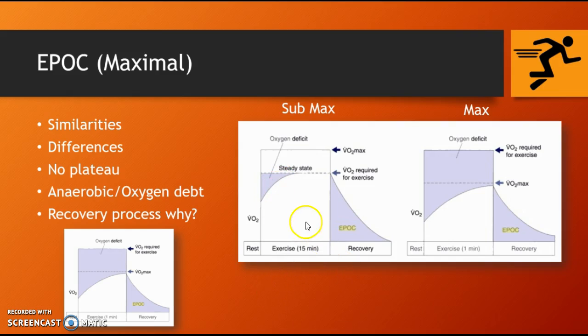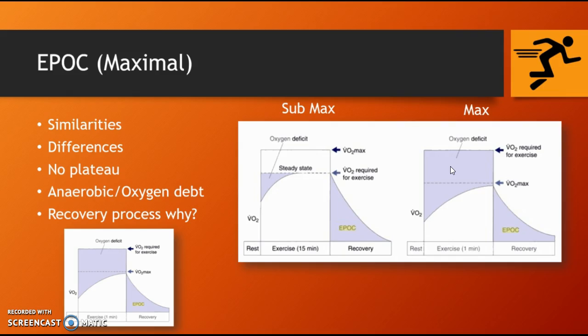So if we compare both of the oxygen deficits, here on submaximal we have a very small oxygen deficit as we're using our aerobic system. So we're not using our anaerobic system a lot. We want to get into our aerobic system much quicker. If we compare to maximal exercise, we are using our anaerobic system.